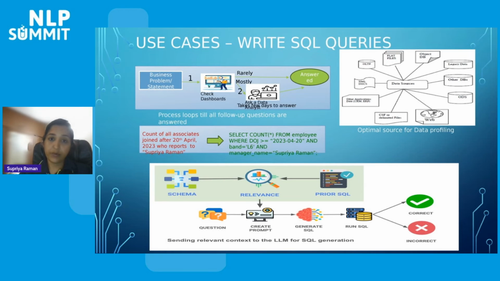And this whole process goes into a loop, because there are follow-up questions which follow each answered question, and it takes a lot of time to freeze the business problem. The second part of it also explains the optimal sources for data profiling.